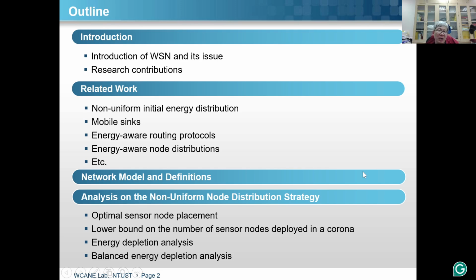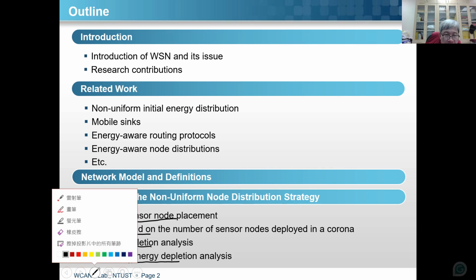Later we will have the analysis on uniform node distribution strategies. We will have optimal sensor node placement, and a lower bound on the number of sensor nodes deployed in a corona. And we will have energy depletion analysis, and of course, balanced energy depletion analysis. Alright, so that is almost all.